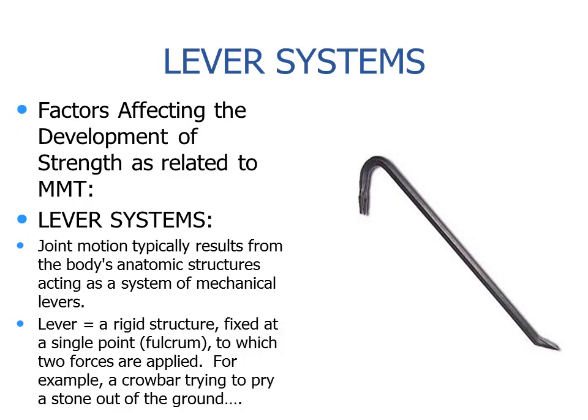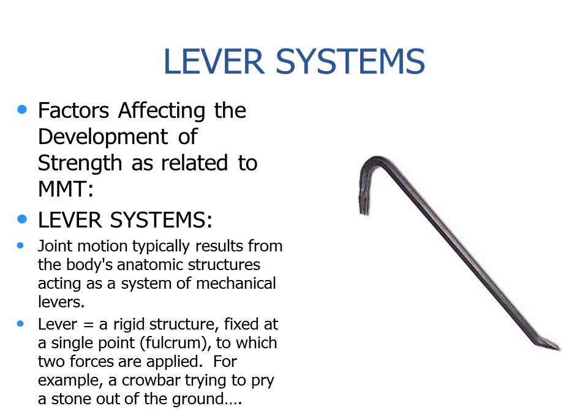Now, once we get a muscle contraction, the strength and movement of the associated limb and or segment can be modified and influenced by several factors. And these are going to become important when we go through the process of manual muscle testing. So joint motion typically results from the body's anatomic structures acting as a system of mechanical levers.